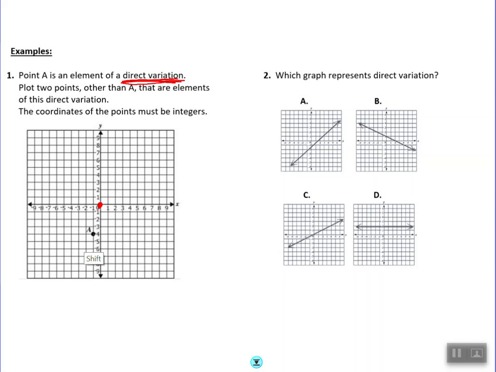So if I count my slope, I'm going up 1, 2, 3, 4, and over 1. So I'm going to go up 1, 2, 3, 4 again, and over 1. This point here is also a part of our direct variation. There are other points that are also a part of this direct variation. You would just keep counting out the slope, up 4 over 1, up 4 over 1, to get other points, but it only asks us to plot 2, so we can be done.